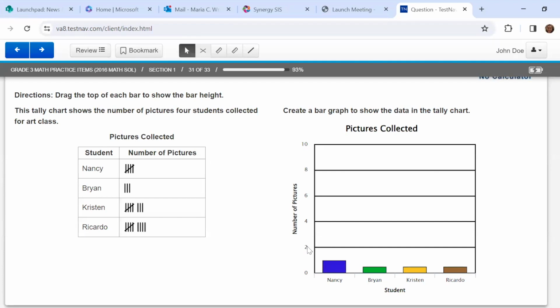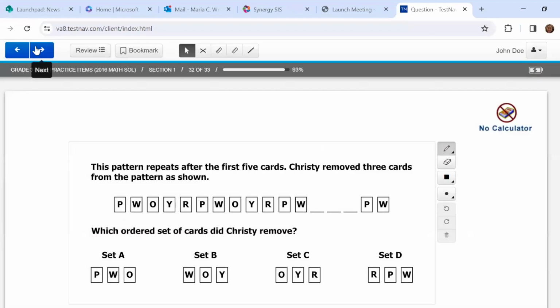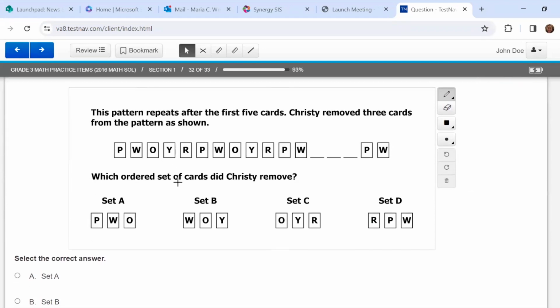Let's check out the scale first. 0, 2, 4, 6, 8, 10. We are counting by 2s. So Nancy has 5. That's actually going to be in between 4 and 6. Brian has 3. Kristen has 8. And Ricardo has 9. All right, before I hit next, I'm going to double check. Nancy, 5, Brian, 3, Kristen, 8, Ricardo, 9. Okay, looks good.